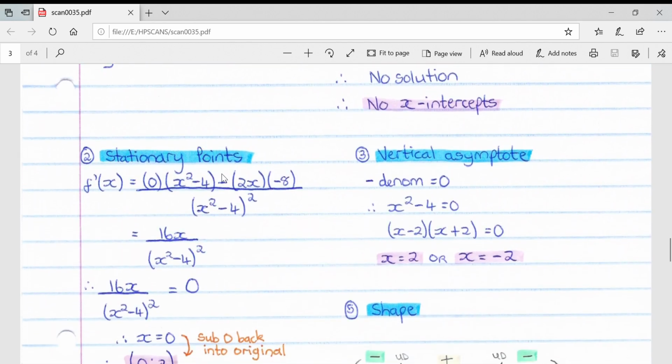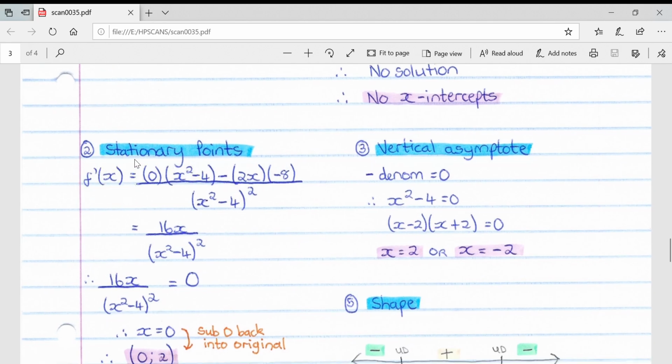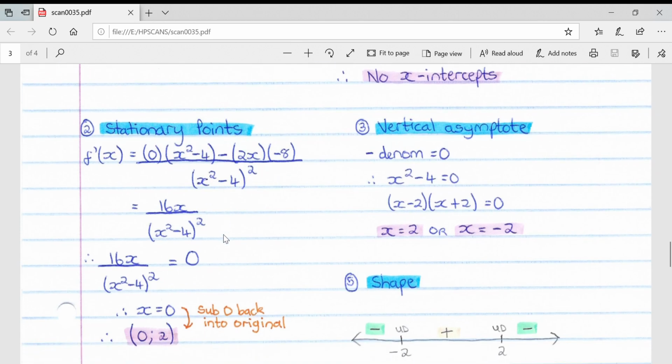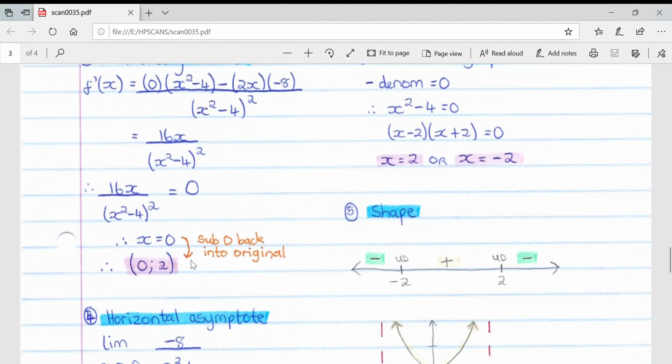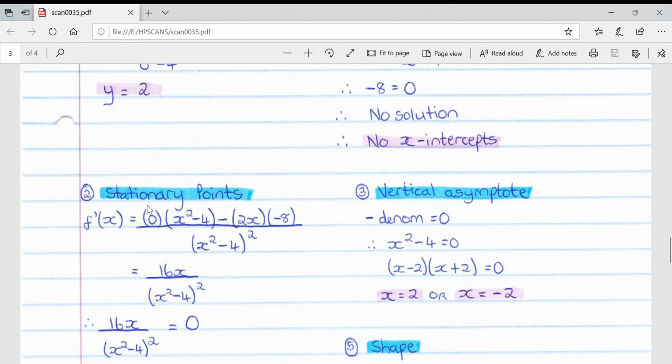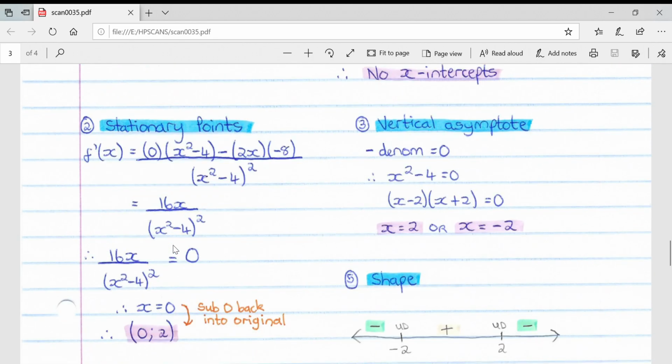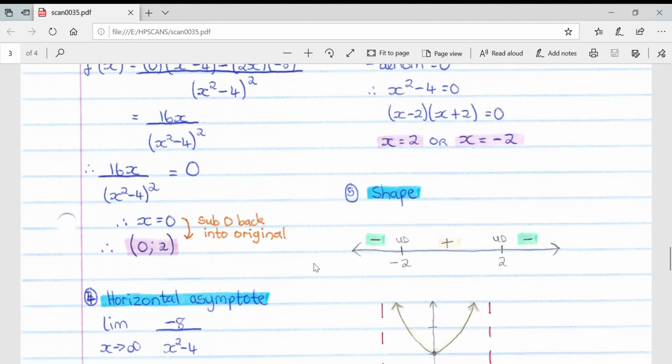Then if we're looking at stationary points, we're obviously finding the derivative of our function, which again is using the quotient rule. That's why it's important to understand your quotient, product, and chain rules before attempting any of the application type questions. You make your derivative equal to 0 to find out where the gradient is 0, and you'll eventually find that you have a stationary point at x equals 0. Jumping back a step, you sub the 0 back into the original equation, not into the derived equation, to find that the corresponding y value is 2.